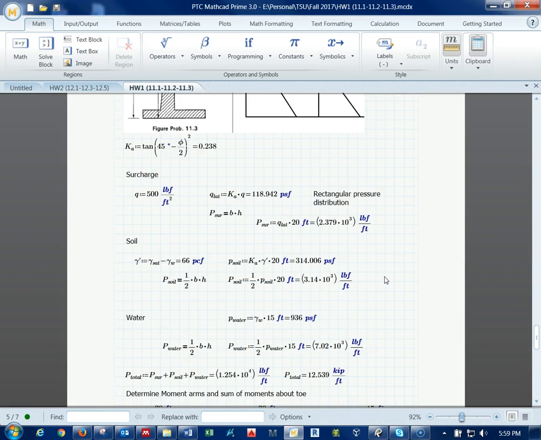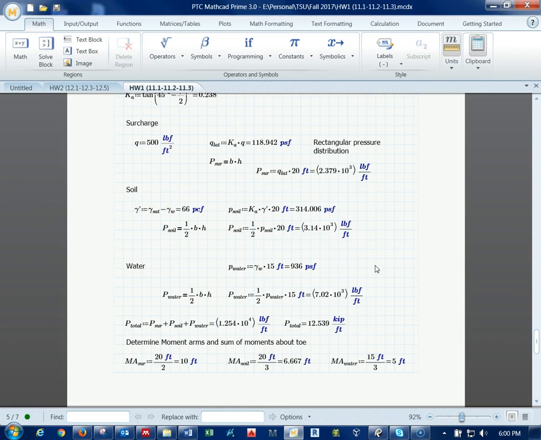Figuring out the pressure diagram for the water, it's just the unit weight of the water times the height, which gives me 936 psf. The total pressure is the area of the pressure diagram, which is 1/2 the base times the height. So the total pressure is 7,020 pounds force per foot. When I add those three quantities up, I get 12,540 pounds force per foot, or 12.5 kips per foot.